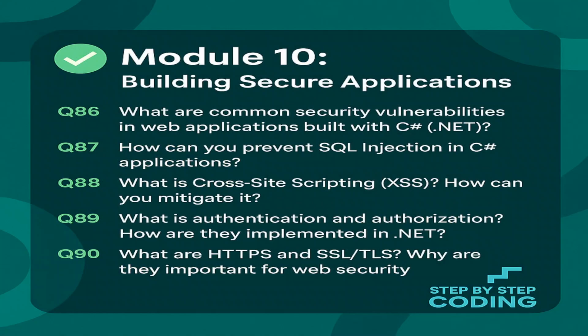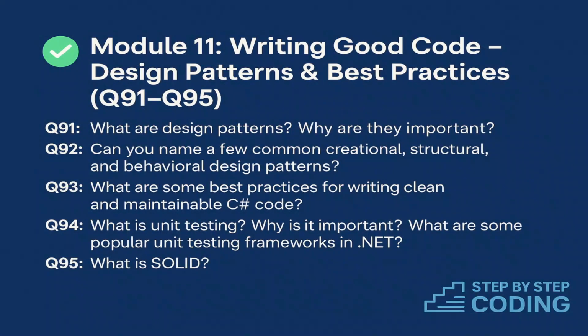In Module 10, we are going to learn how to build software in a secure manner. So we are going to tackle some of the common security risks like SQL injection and cross-site scripting, and we will talk about how you can keep your application safe. Then it's time to write truly beautiful and maintainable code with Module 11, writing good code, and we will cover some main design patterns and best practices.